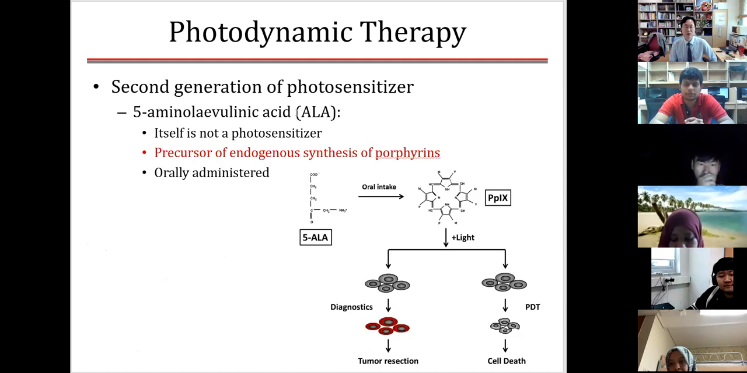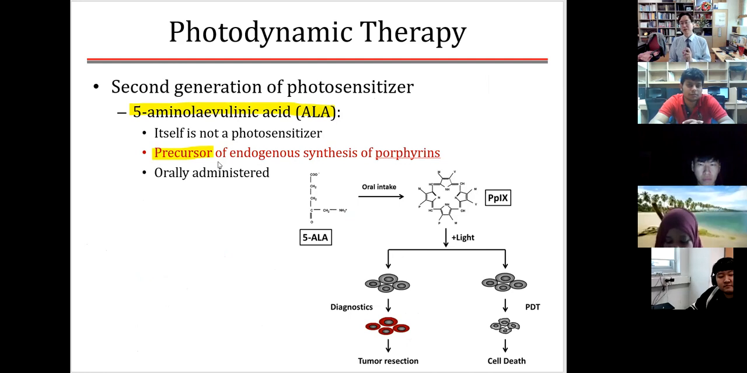Another one is called 5-ALA. And this 5-ALA is 5-aminolevulinic acid. The name is kind of difficult to pronounce. But this one, 5-ALA itself, is not actually a photosensitizer. This is a precursor, which means that it makes a photosensitizer by going through a few processes.